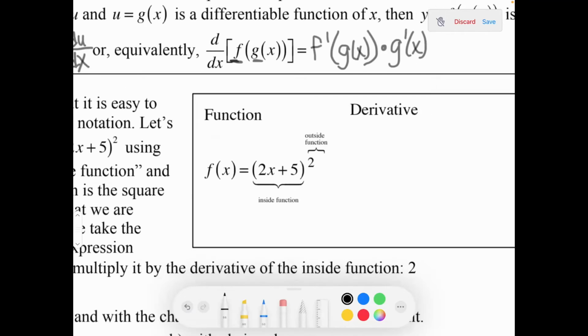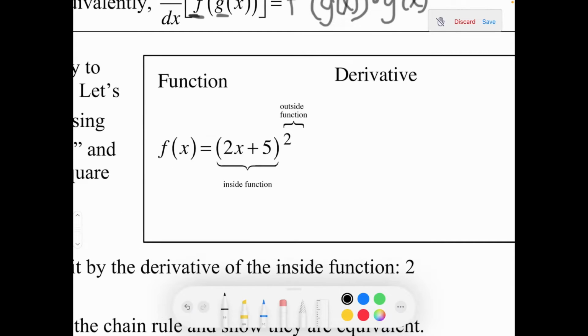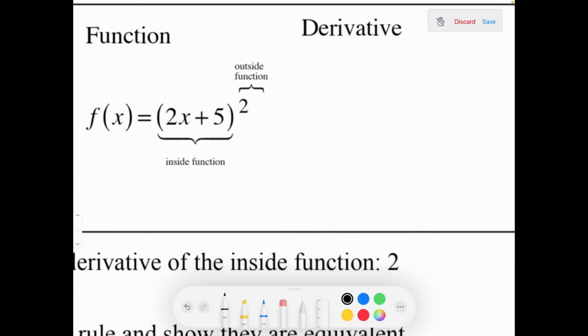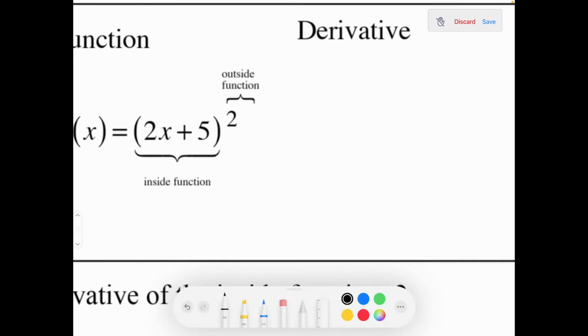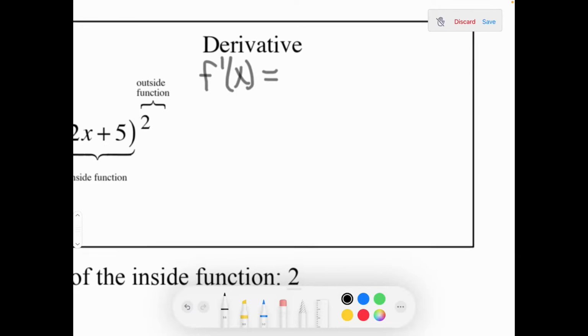So if we were to take the derivative of (2x + 5) squared using the chain rule, we don't really want to multiply this out unless we absolutely have to. We can take this derivative pretty easily with the chain rule once we understand it. The chain rule is a bit confusing at first, but once we understand it, it's really a great tool for us to take derivatives.